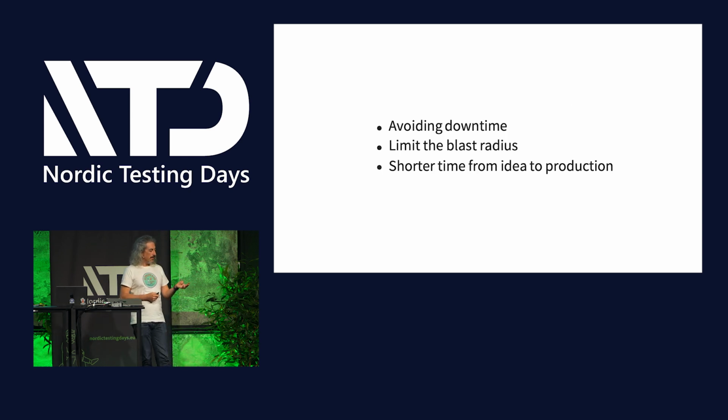So the three key points are avoiding downtime, so your service is not down for everybody when you make a mistake, and everybody makes mistakes at some point. Limit the blast radius. So if you make a mistake, how can I make sure that this doesn't affect everybody? This only affects a small group of people, as small as possible. And also, because you have these safeties or these guardrails in place, it allows you to move faster and do more changes with this safety net.